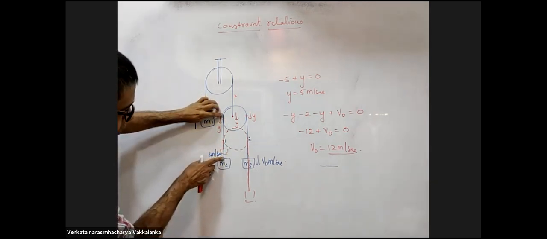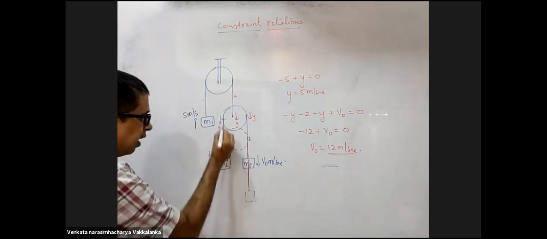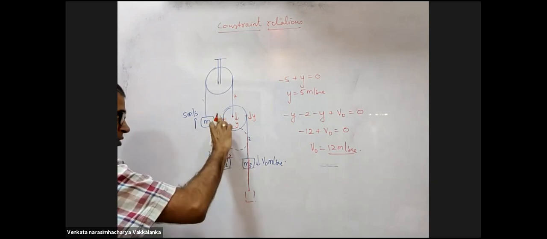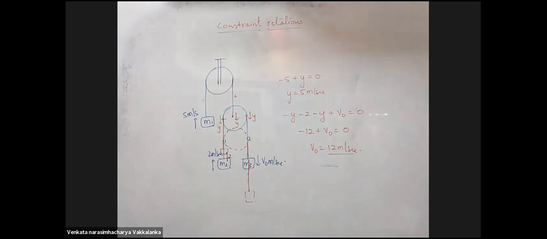This total length decreased by y and 2. This went up by 2, this went down by y2. Length of this side of the string decreased by how much? Y plus 2, sir. Y, sir. Okay, yes sir, got it.